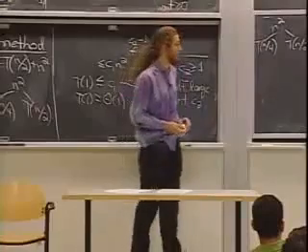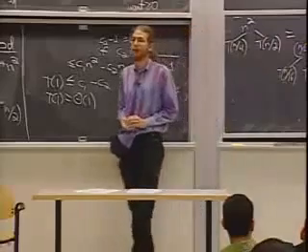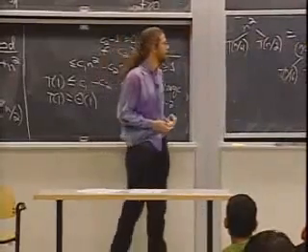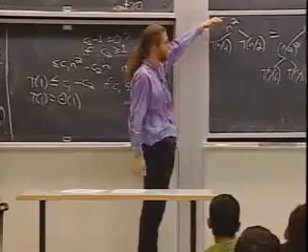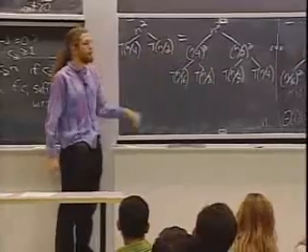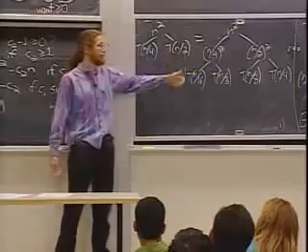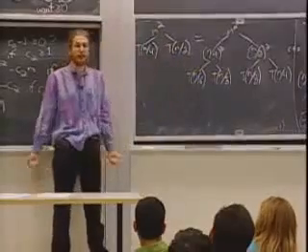Should be less than n. Good. Why is it less than n? Exactly. So I start with a problem of size n, and I recurse into a problem of size n over 4 and a problem of size n over 2. When I get down to 1, I stop. So n over 4 plus n over 2 is 3/4 n, which is strictly less than n.